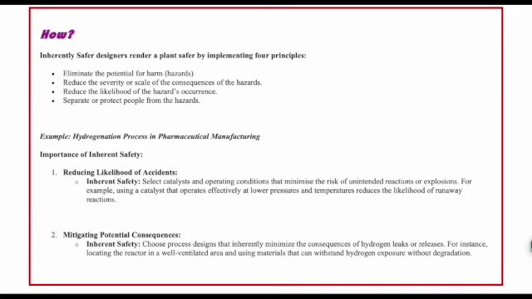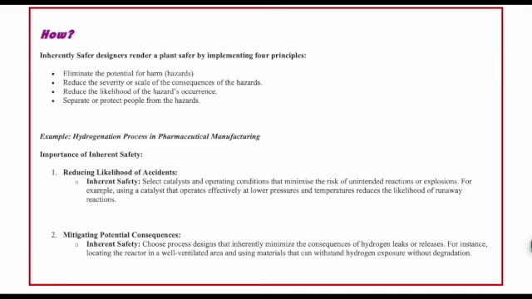But keeping in mind inherent safety, what can you do? Select the catalyst and the operating conditions in such a way that you can minimize the risk of unintended or undesired reactions or explosions. For example, you can use a catalyst that operates effectively at lower pressure so that you don't have to go for a higher pressure value, and the temperature. That reduces the likelihood of any mishap or hazard which might happen due to the high pressure.